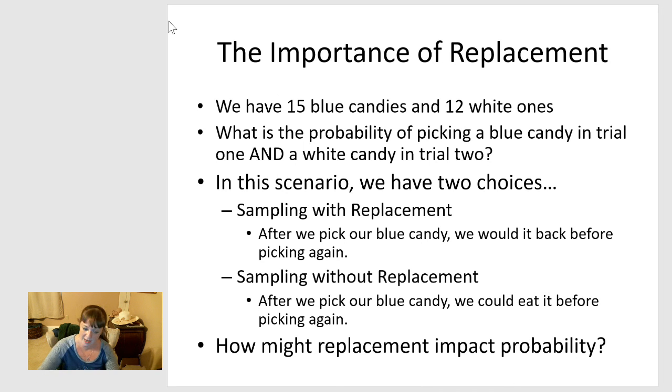Something to keep in mind: if you want events to be completely independent, you need to sample with replacement, right? And sampling with replacement works like this. Let's say I have a bag of blue and white candies. There are 15 blue ones and 12 white ones. And I want to know the probability of picking out first a blue one the first time I grab it, and then on my second trial, pulling out a white one. Well, as long as I first put the blue candy back, then you have a completely independent set of events. You're sampling with replacement, and then you can just multiply the two probabilities together, right?